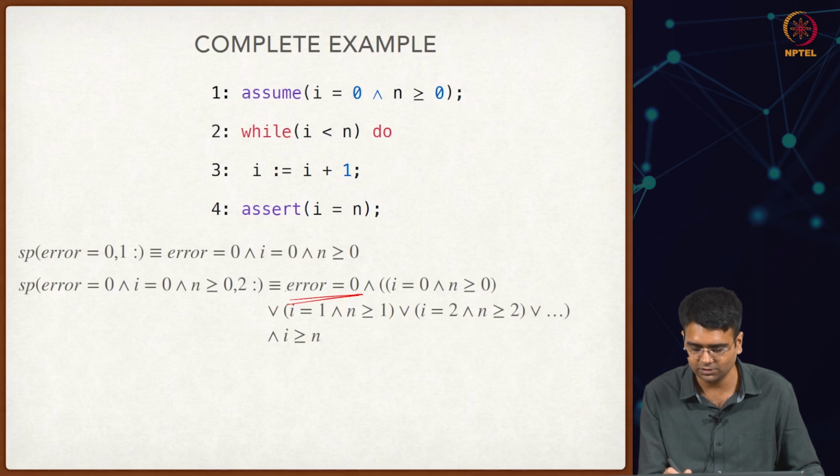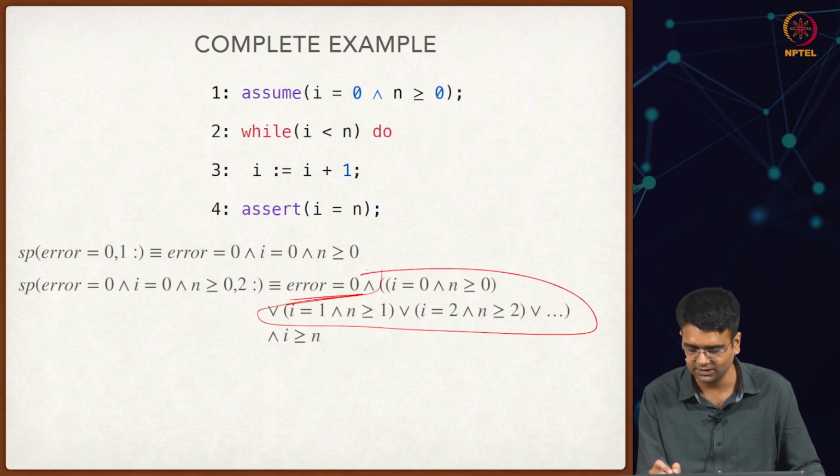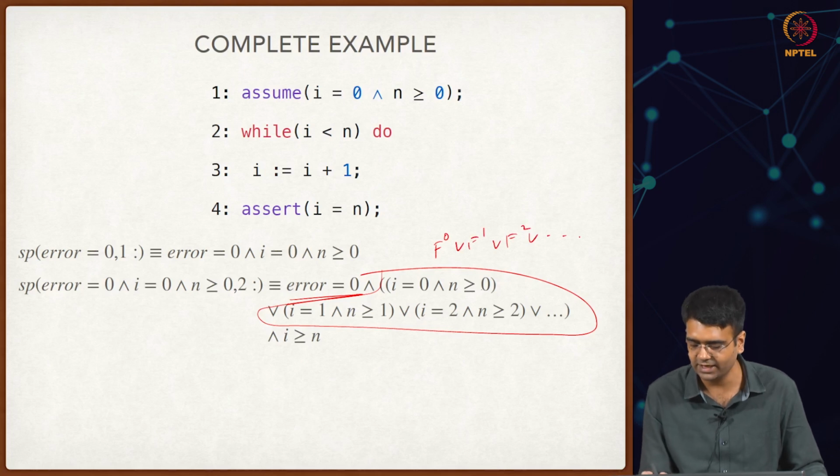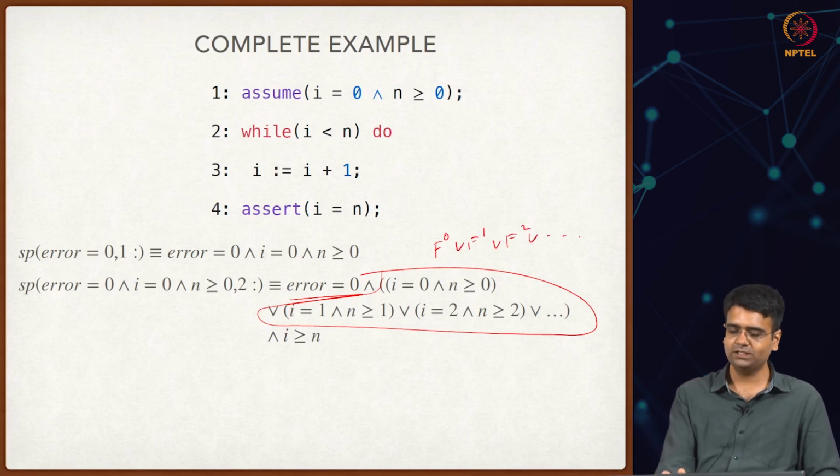So I just factored all those values out and the rest of the formula, right. So this is f0 or f1 or f2 dot dot dot, right. So i is equal to 0 and n is greater than or equal to 0, or i is equal to 1 and n is greater than or equal to 1, or i is equal to 2 and n is greater than or equal to 2 and so on.